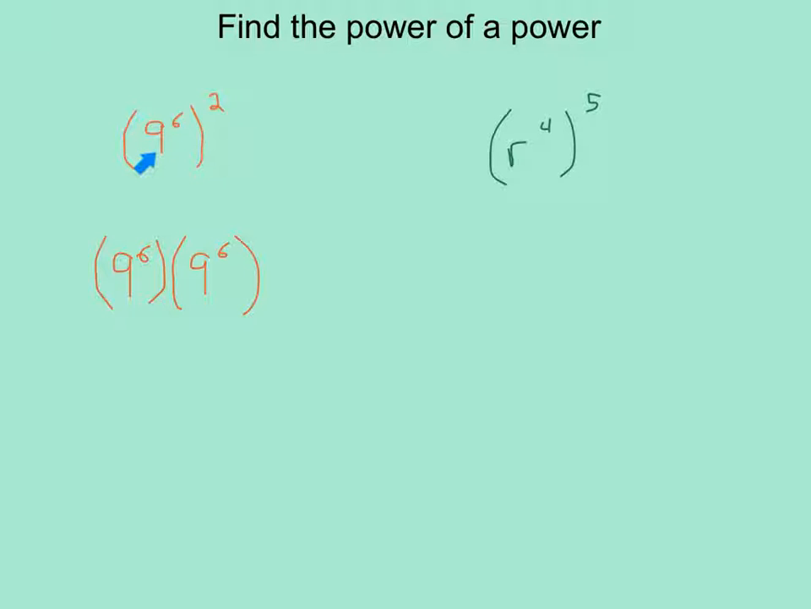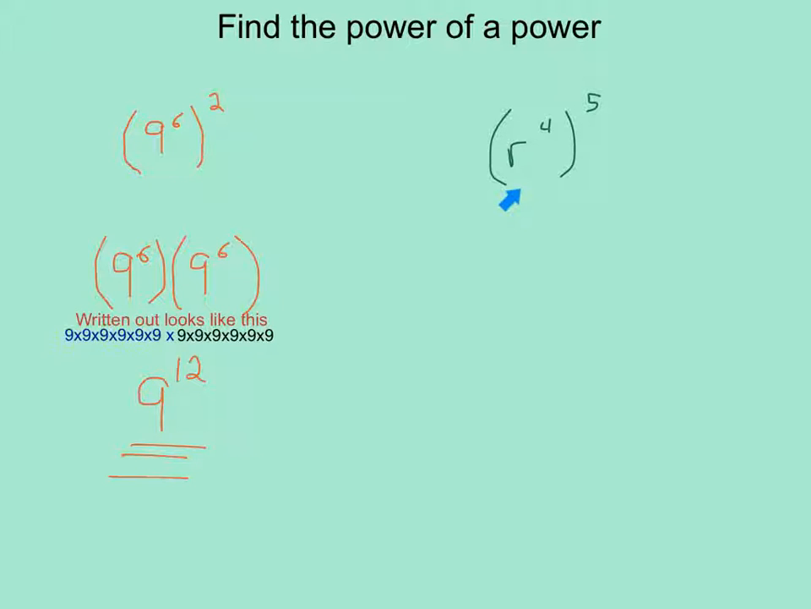So when we write this out, 9 to the power of 6 to the power of 2, we have 9 to the power of 6, and we have 2 of those. So we can see that right here. Now we know from the previous lessons that when I solve a problem like that, I would get 9 to the power of 6 and 9 to the power of 6, so it's going to be 9 to the power of 12. So that would be my solution to that.